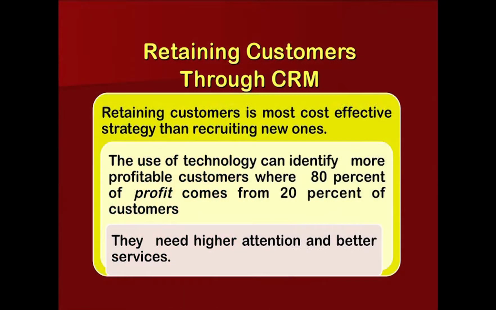Retaining customers through CRM. Retaining customers is the most cost effective strategy than recruiting new ones. The use of technology can identify more profitable customers where 80% of profit comes from 20% of customers. They need higher attention and better services. Now, CRM basically tries to focus on profitable customers.